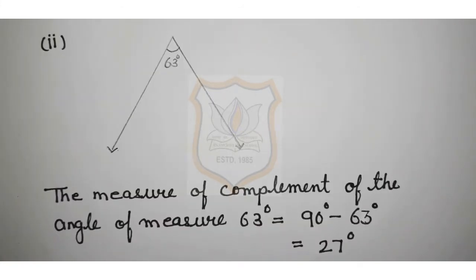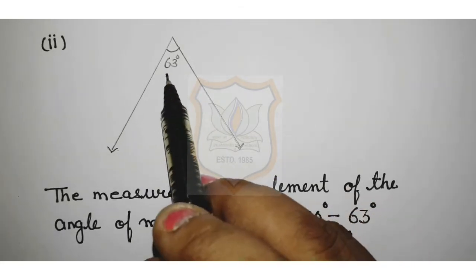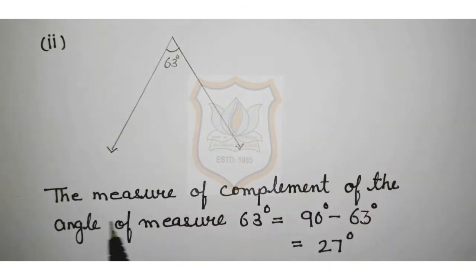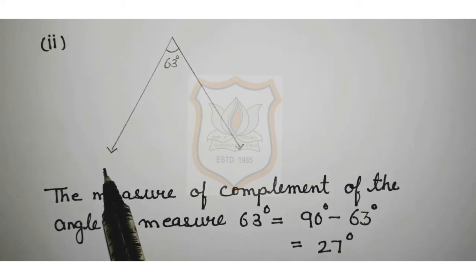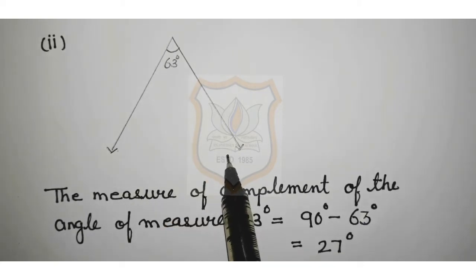Let's find the complement of the angle in the second part. Here the figure is given in which a 63 degree angle is given. So the measure of the complement of the angle of measure 63 degrees is equal to 90 degrees minus 63 degrees. As you all know, the sum of the measures of complementary angles is 90 degrees. So we will subtract 63 degrees from 90 degrees. So 90 degrees minus 63 degrees is equal to 27 degrees. Students, I am again repeating, you have to draw the figures of the given angles with the help of a pencil.